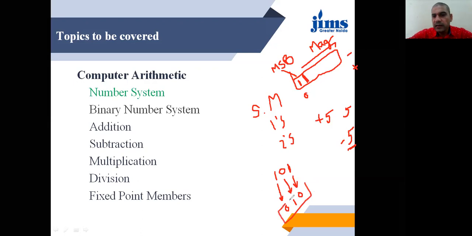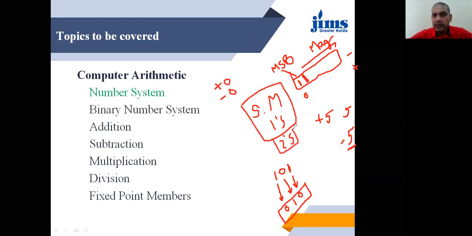There is a problem associated with both of these, sign magnitude and ones complement, and that is that there are two different representations of plus 0 and minus 0. So this is the ambiguity in sign magnitude and ones complement. This is the reason that twos complement came into existence.